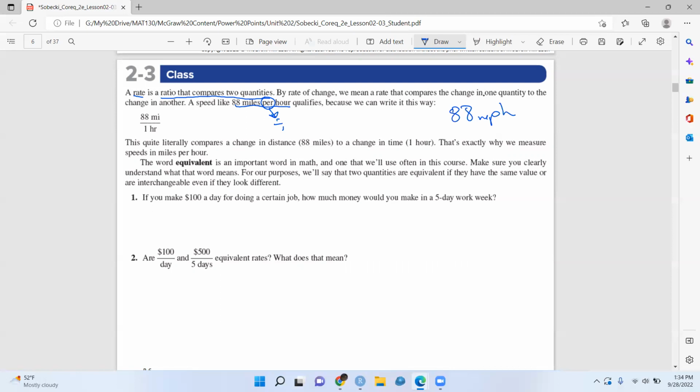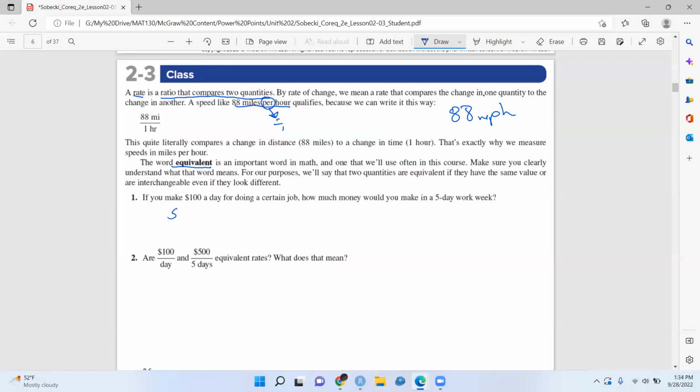Okay, so equivalent here, we already know this from before, right? We talked about equivalency statements that we could then write. We could use those statements to write conversion factors to do dimensional analysis, meaning to convert between different units. So if things are equivalent, they mean they're equal to the same thing. That's what we're saying. So for number 1, if you make $100 a day for doing a certain job, how much money would you make in a 5-day work week?